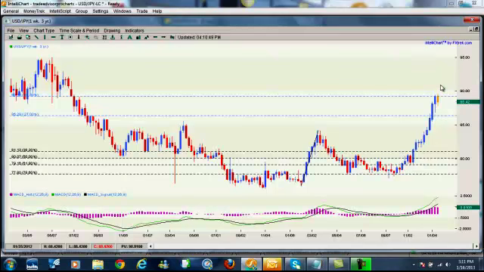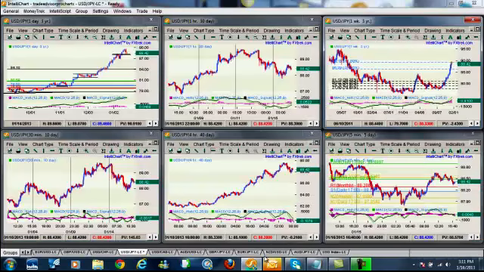I mean, there's so much momentum on this. I'm expecting, and the yen is getting weaker and weaker right now, which is strengthening these pairs. This is why we're seeing massive strength on these pairs.